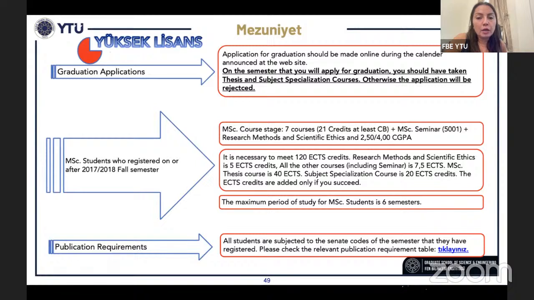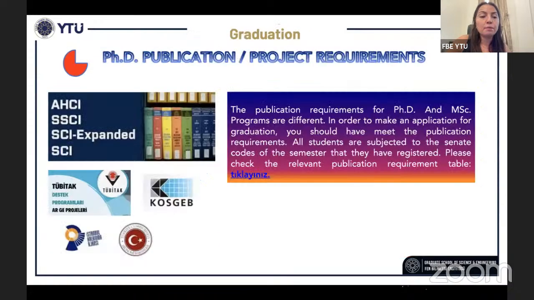For master's, again, the applications are made online. The system checks if you have fulfilled the minimum course requirement and the publication requirement of your department. Then when the institute approves, you proceed with the next step, which is the first submission of the thesis, and then the reservation of the venue for the thesis defense.